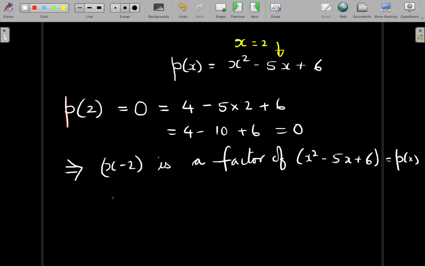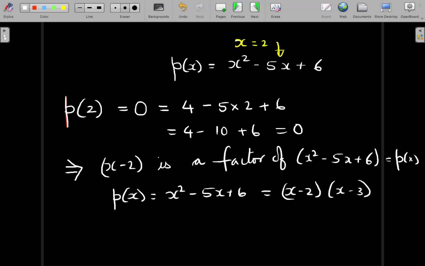So, indeed you can see that this is a very simple example. P of x can be easily factorized: x square minus 5x plus 6 is x minus 2 into x minus 3, and indeed x minus 2 is a factor of p of x. So that is the statement of the factor theorem.